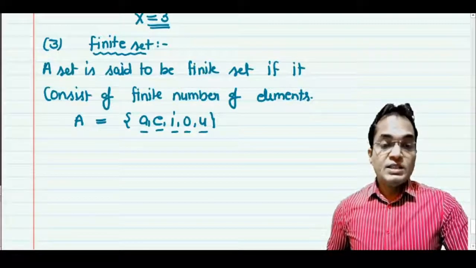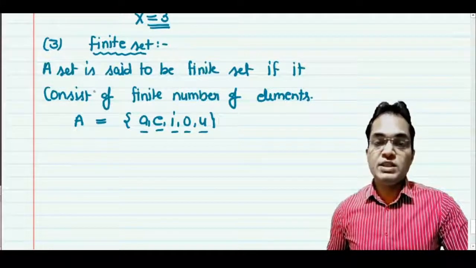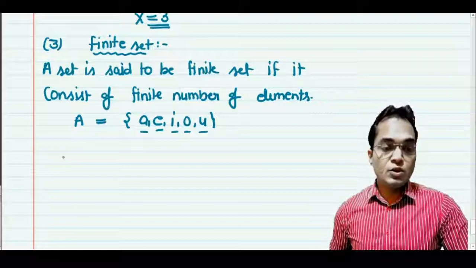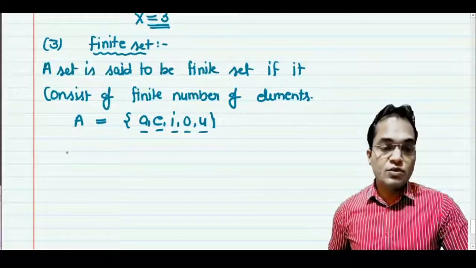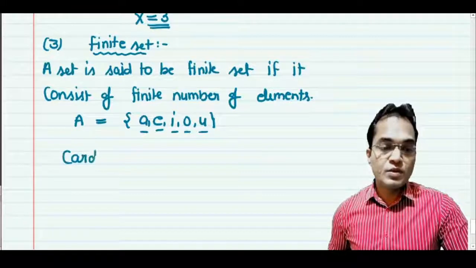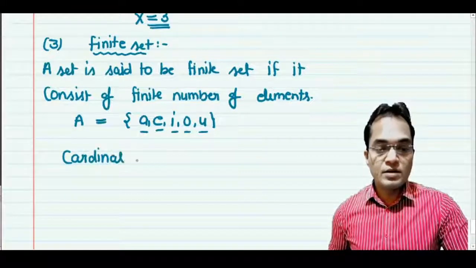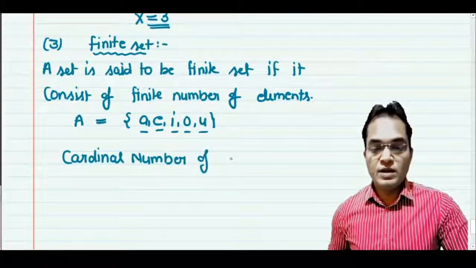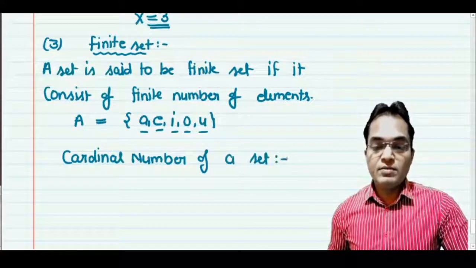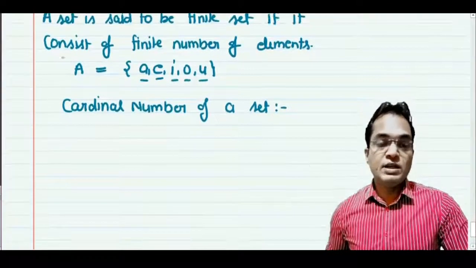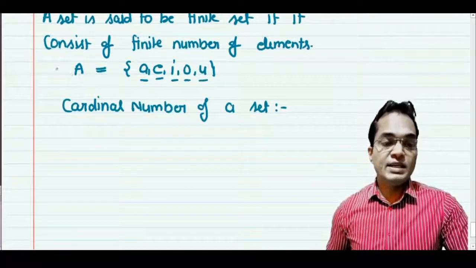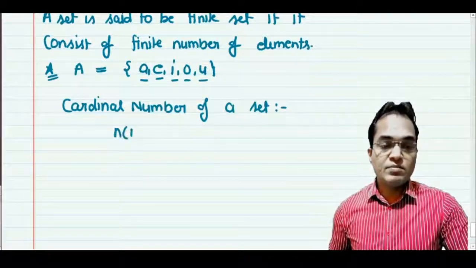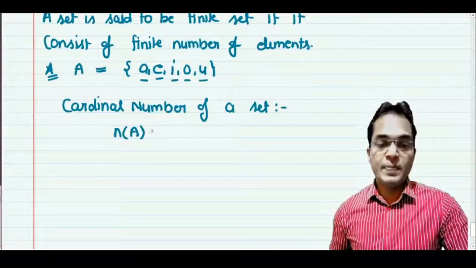It means the number of elements has to be finite, and that number is denoted by a special notation called the cardinal number. What is the meaning of cardinal number of a set? Suppose a set A, for example, consists of 5 elements, then the cardinal number n(A), the cardinal number of set A, is equal to 5.